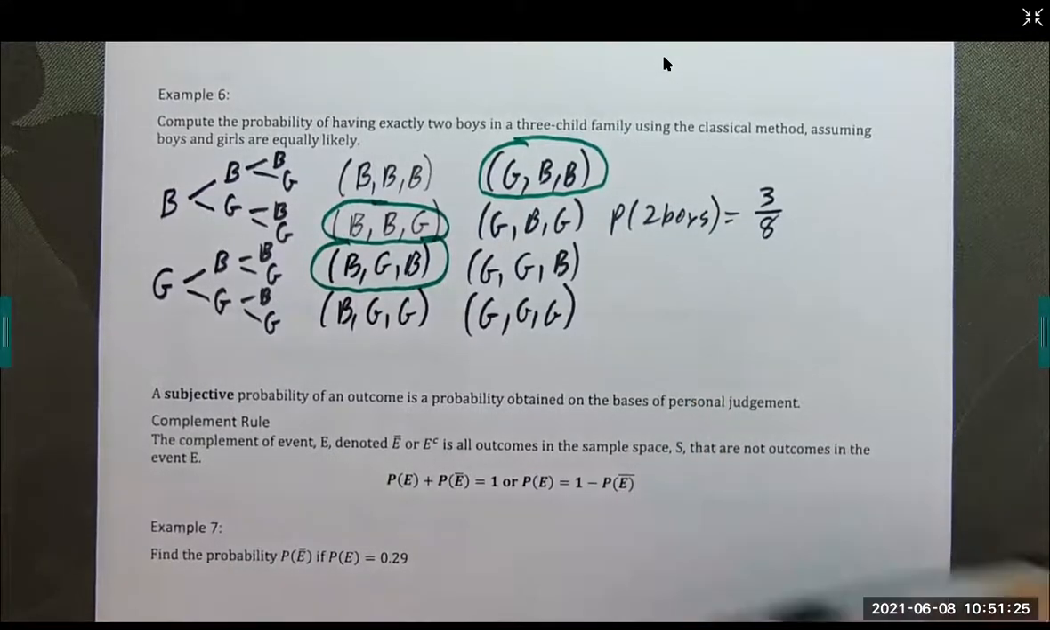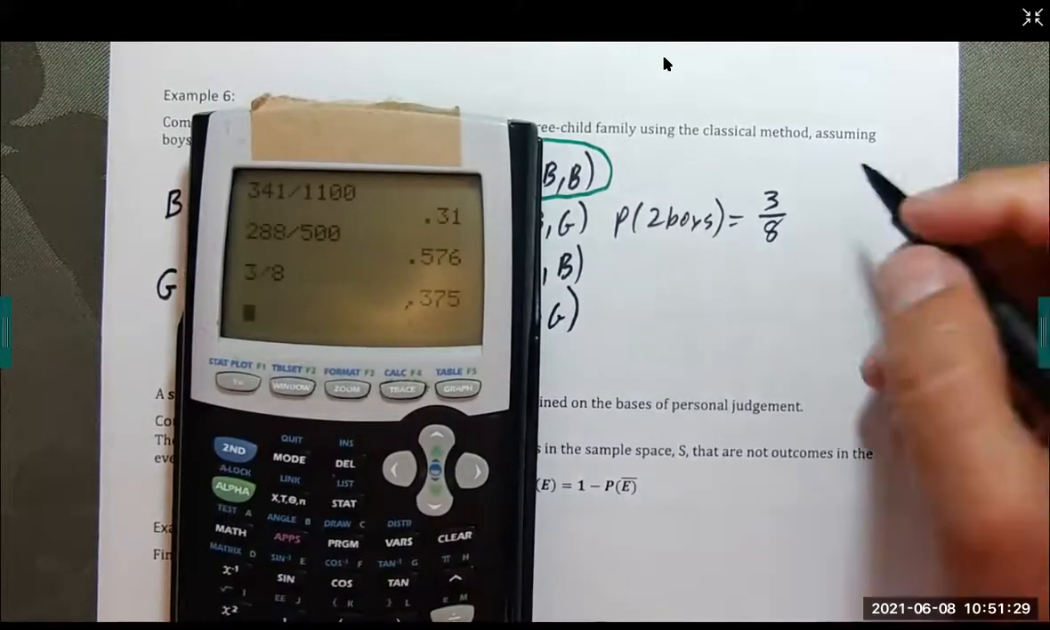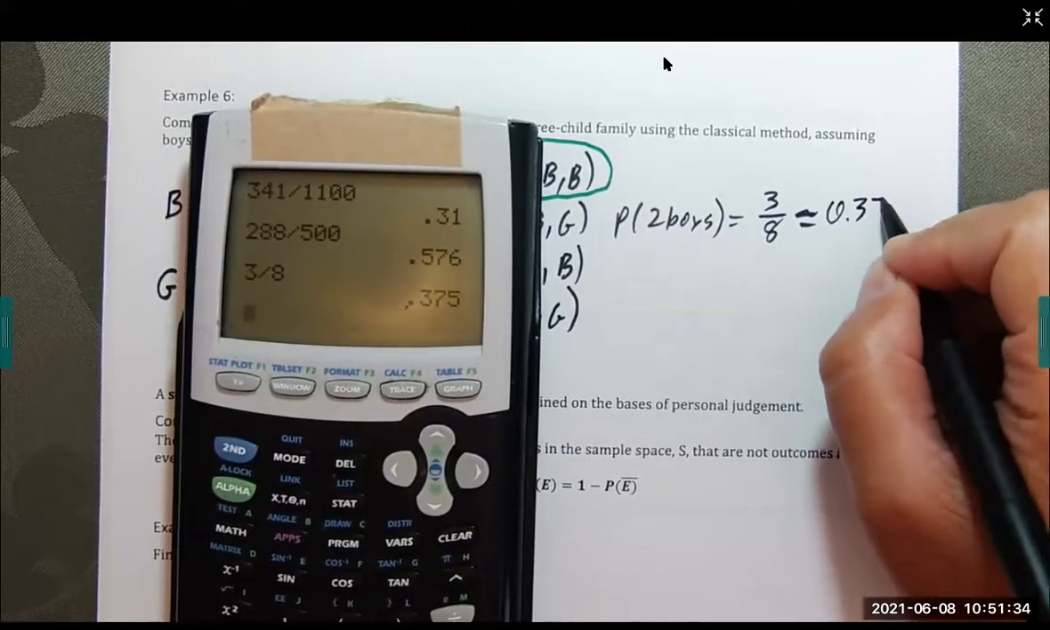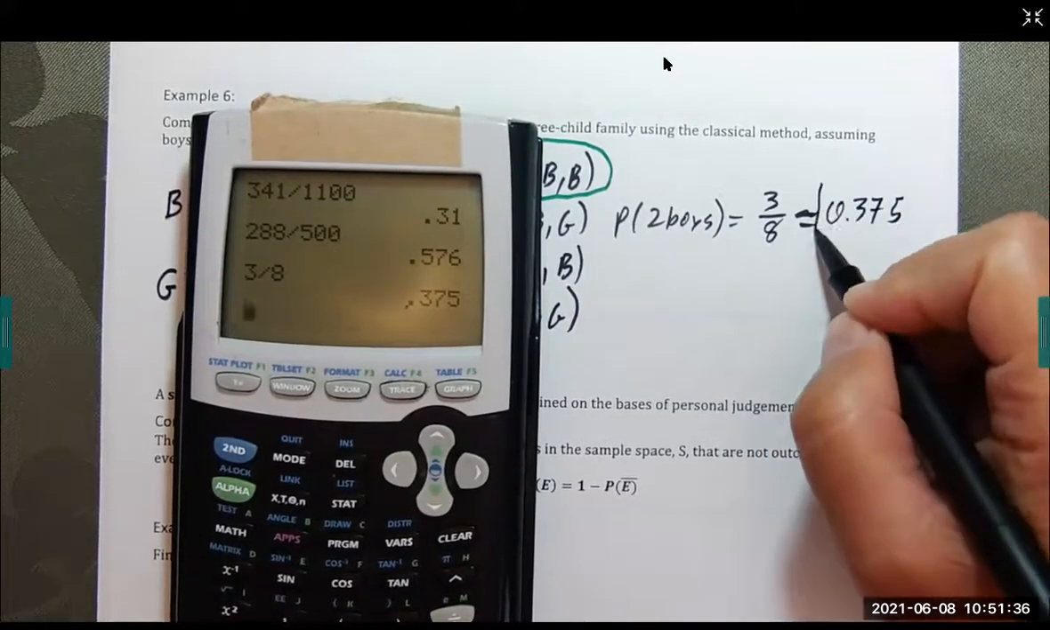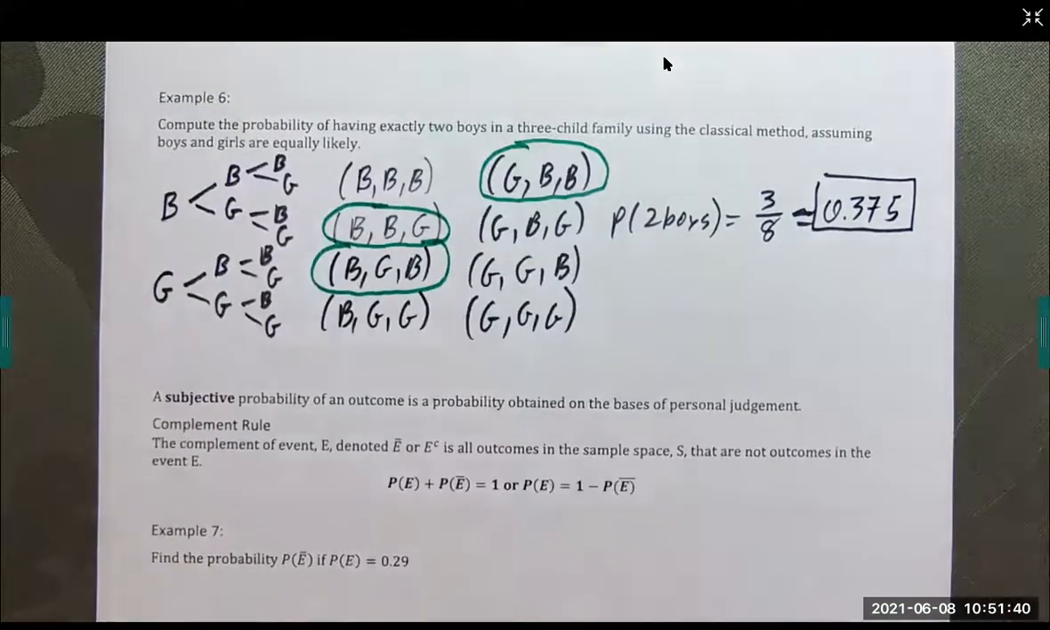Let's turn that into a decimal. That's exactly equal to 0.375. So assuming everything's equal, that any child could be one or the other, there are 3 possibilities out of the 8 that you're going to get exactly 2 boys in a 3-child family.